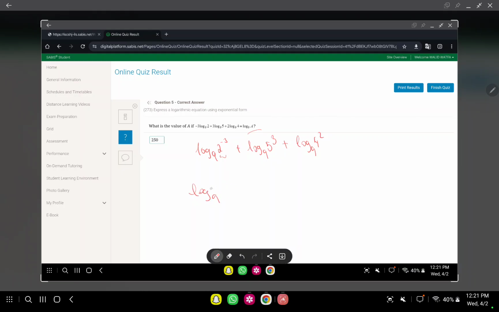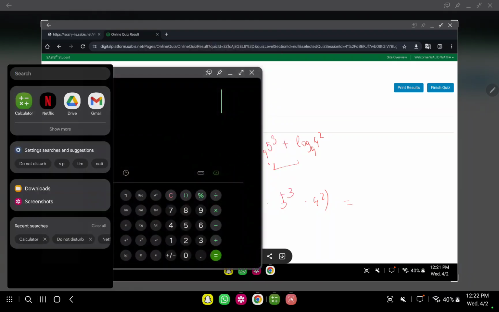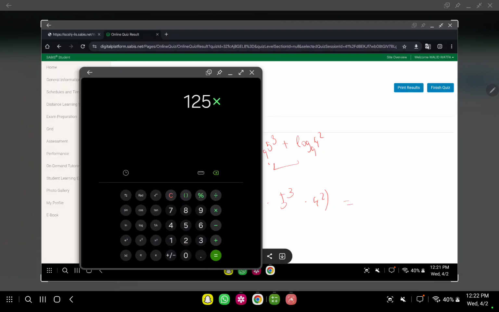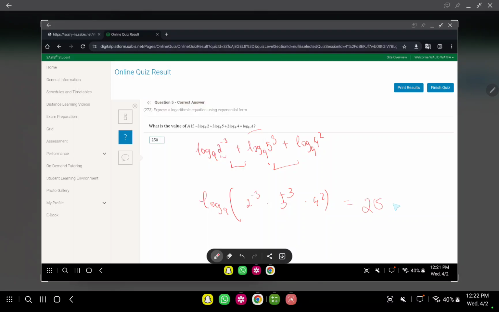Okay, no, forget about what I was doing now. We have addition, and they're all the same base. So what do you do when it's the same base and it's addition with the logs? You multiply, right? So we're going to put it all under one log. 2 to the minus 3 times 5 to the power of 3 times 4 squared, right? So you do some calculator, you're going to get 125 times 16 divided by 8. Let me get my calculator. 125 times 16 divided by 8. 250. Okay, so that's the answer for a.